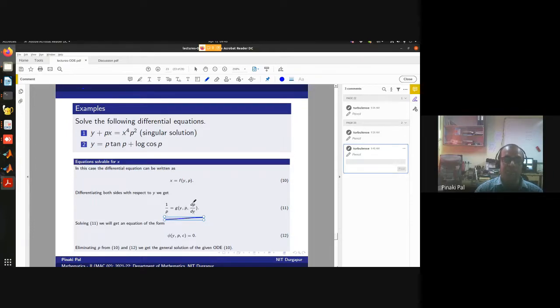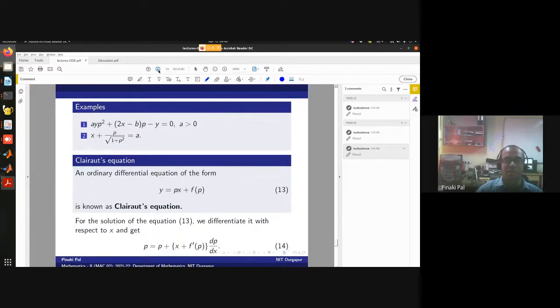And then once again we will solve it to get a solution of this form, which will involve p and c, and from equation number 12 and 10 we will eliminate p to get the general solution. And if there is some additional factor, it might also give a singular solution. Okay, so let me demonstrate the method and then you will understand. So this is the equation. Let us consider example number 1.